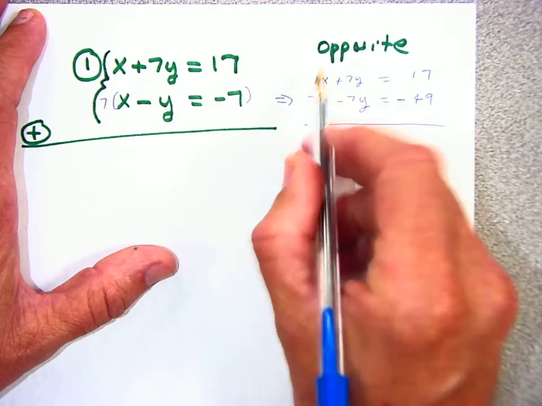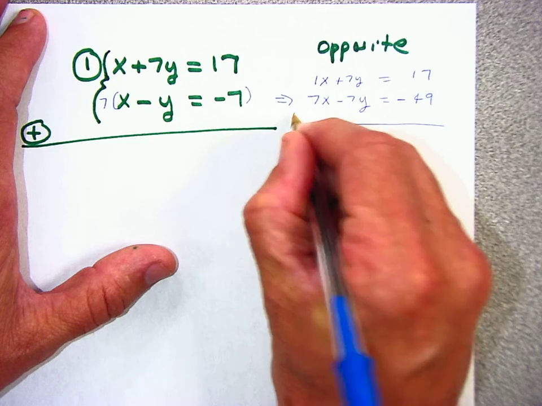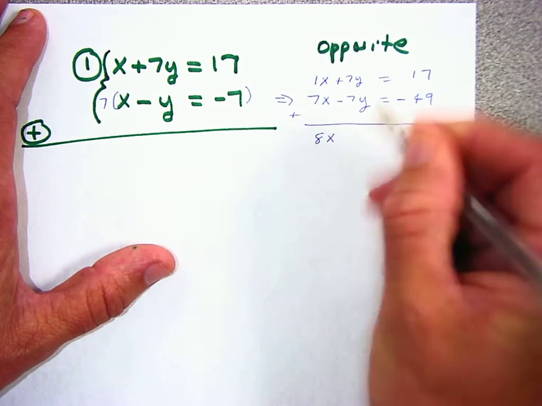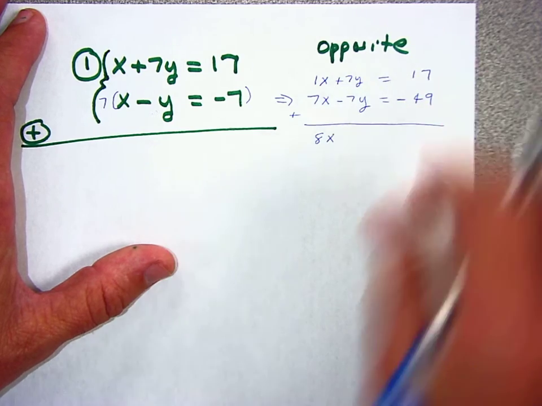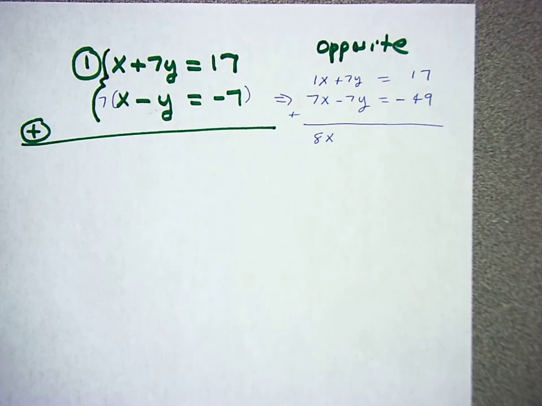Don't get fooled by this. This is 1x plus 7x, so that's 8x. But look, 7y positive plus negative 7y cancels. And then don't forget to add the right-hand side.